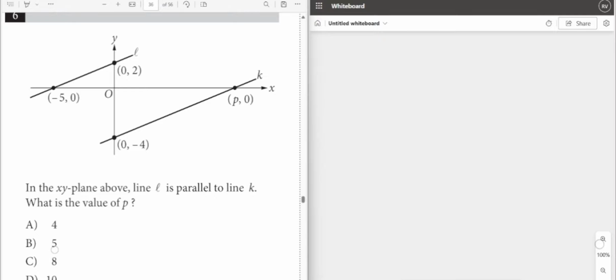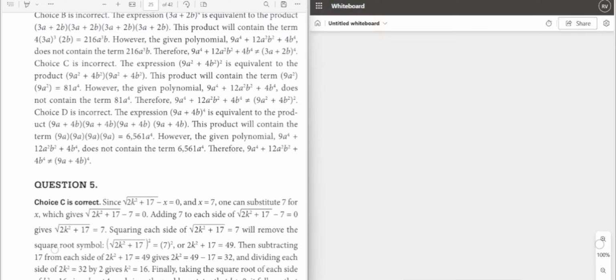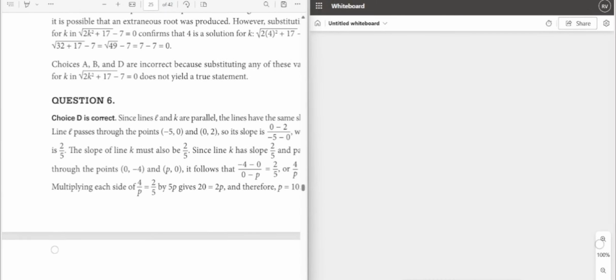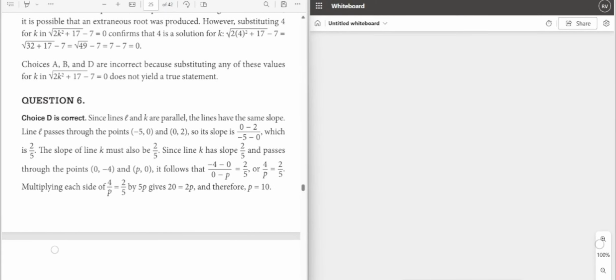So 0 minus, what is that gonna be? It has to be one of 4, 5, 8, or 10, and 2 over 5. It's got to be proportional to it, so it would be 4 over 10. Because we already have 4 over here, it's got to be 10, and so I got D for this number 6. Question number 6, choice D is correct since lines L and K are parallel.